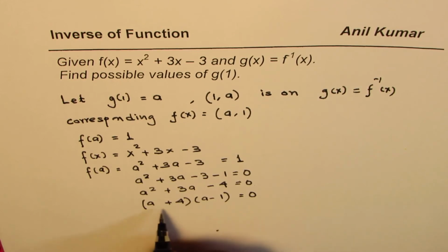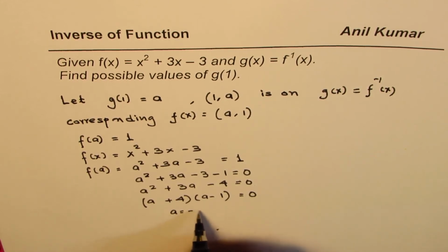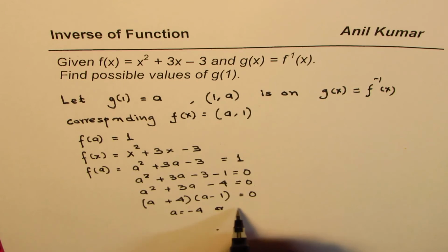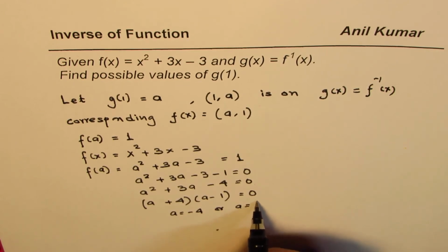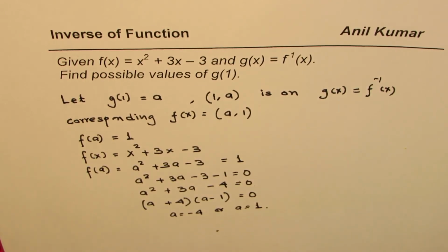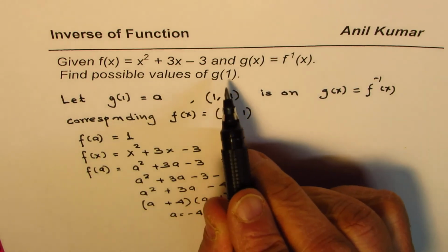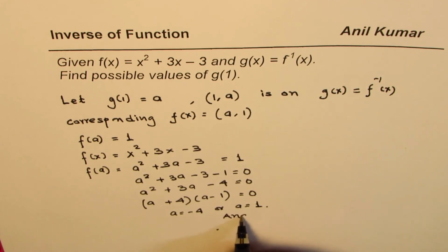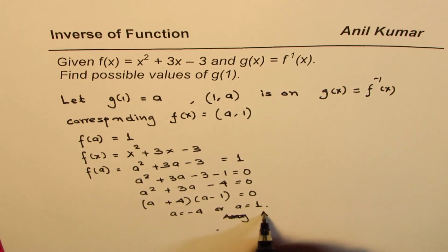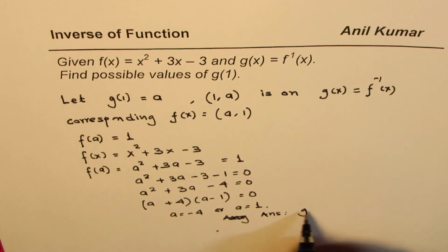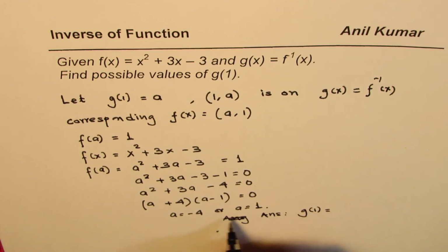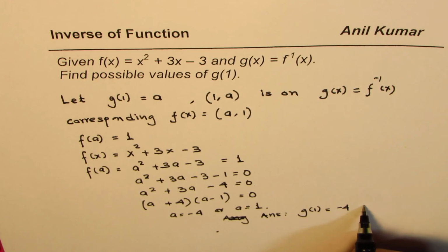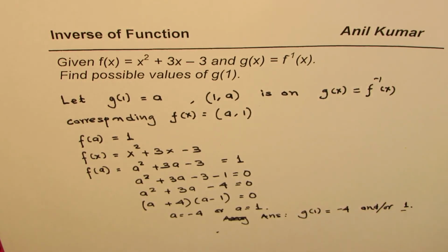And that gives us two values of a. So a could be -4, or a could be equal to 1. So g(1) can have either -4 or 1 as the values. So our answer is g(1) = -4 and/or 1. So both values it could have.